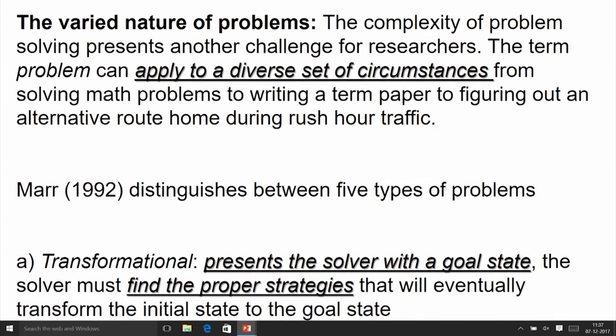Now, Mann 1992, he distinguished 5 different types of problem that can arise. And so, we look into these problems one by one and then we look into the act of the problem itself. The first kind of problem that Mann in 1992 defined is called the transformational problem. And so, what is the transformational problem? It is a problem in which the solver is presented with a goal state. And he knows the initial state, and then what he has to do is to find out appropriate strategies and use those strategies to reach the goal state.